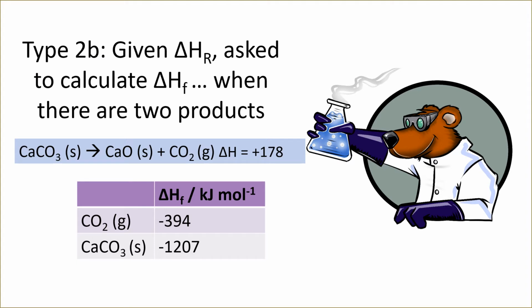Sometimes you'll be given a question in which you need to modify this approach to partition out an energy change, and this is usually going to be the case when we're forming 2 products, and we're only trying to work out the formation data for one of them. In this example, we have an equation for the thermal decomposition of calcium carbonate to make calcium oxide and carbon dioxide. We've been given an overall energy change for the reaction and also the enthalpy change of formation for calcium carbonate and carbon dioxide.